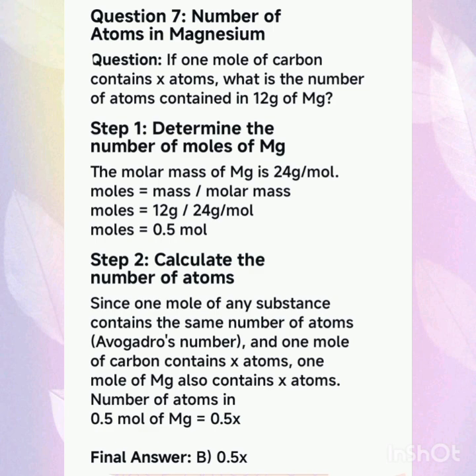In the second step, we have to calculate the number of atoms. Now, 1 mole of any substance always has the same number of atoms equal to the Avogadro's number. So we see, 1 mole of carbon contains X number of atoms, so 1 mole of magnesium will also contain X number of atoms because it's always the same. So 0.5 mole of magnesium will be equal to 0.5X atoms. So the final answer is option B, 0.5X.